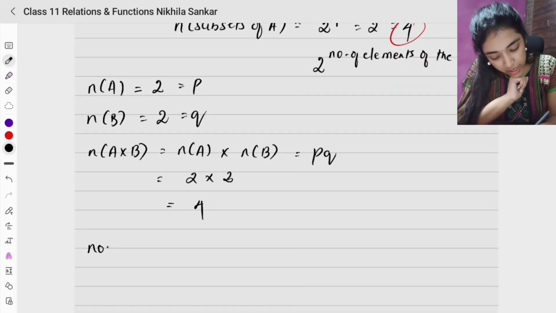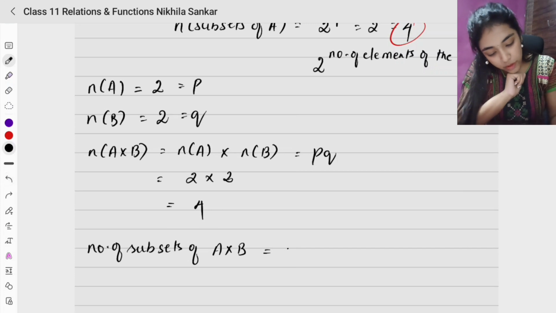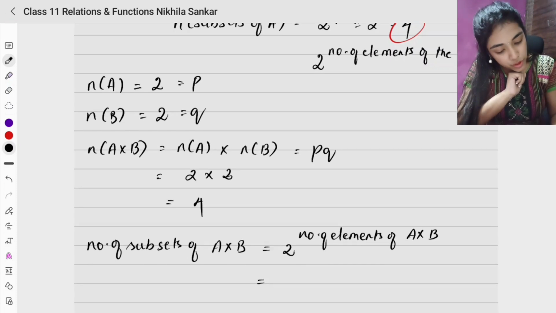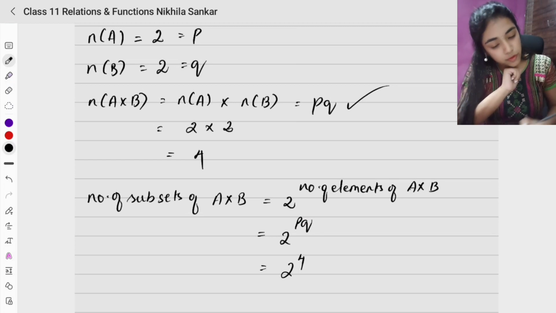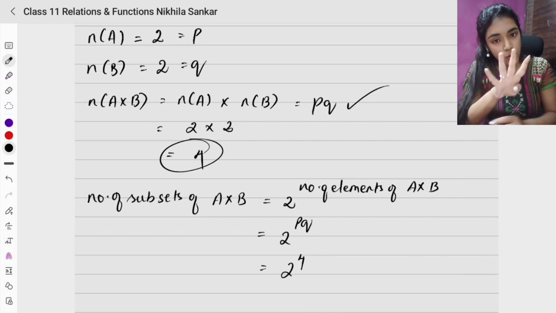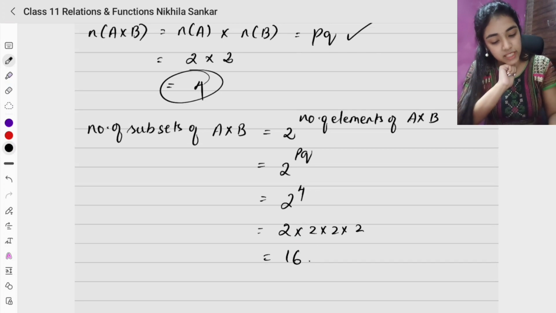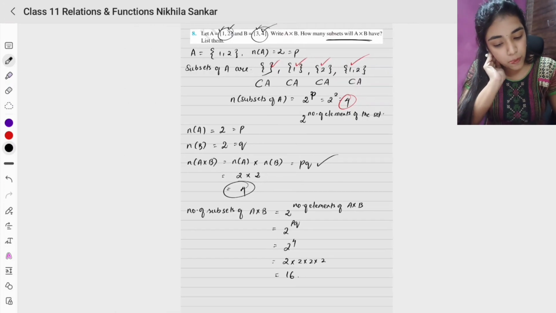Okay, so now the number of subsets of A cross B equals 2 to the power of number of elements of A cross B, which is going to be 2 to the power of PQ, which I just found out, which is going to be 2 to the power of 4. In the A cross B, how many elements are there? 4 elements. So how many subsets is it going to have? It is going to have 2 to the power of 4, which is 2 into 2 into 2 into 2. 4 4s are 16. Okay, so this is going to be the number of subsets of A cross B. Okay, very very simple. Please copy.